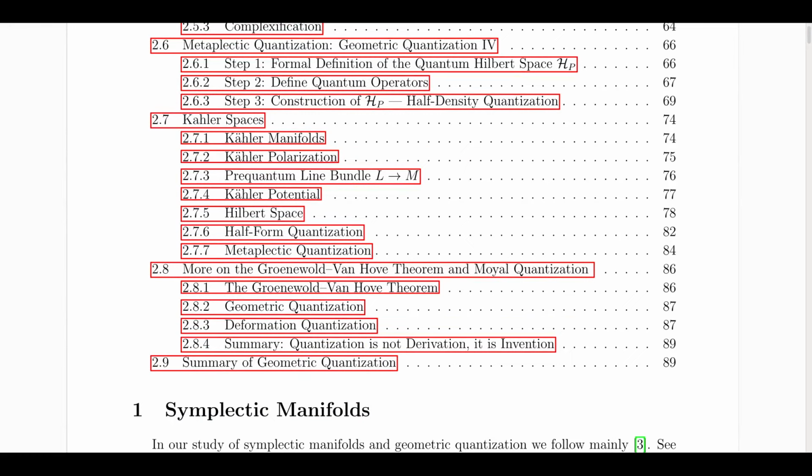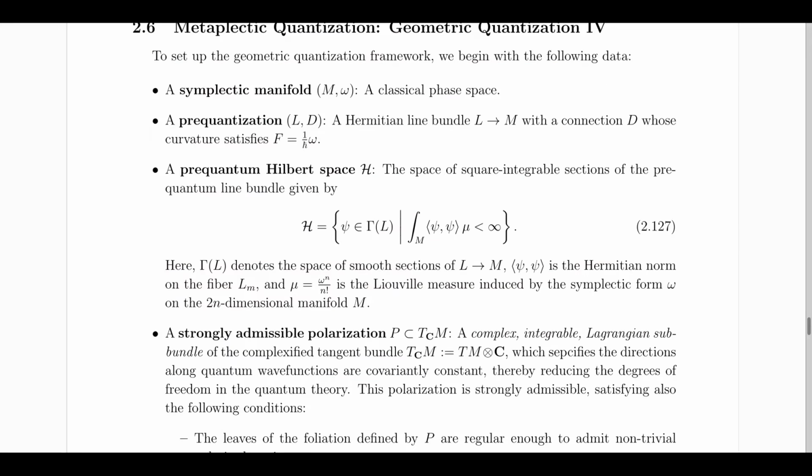Metaplectic quantization. To perform geometric quantization, we begin with four key ingredients. First, a symplectic manifold, our classical phase space. Second, a prequantum line bundle with a connection whose curvature reproduces the symplectic form, scaled by Planck's constant. Third, a prequantum Hilbert space. This is the space of square integrable sections of the line bundle, measured using the Liouville volume form.